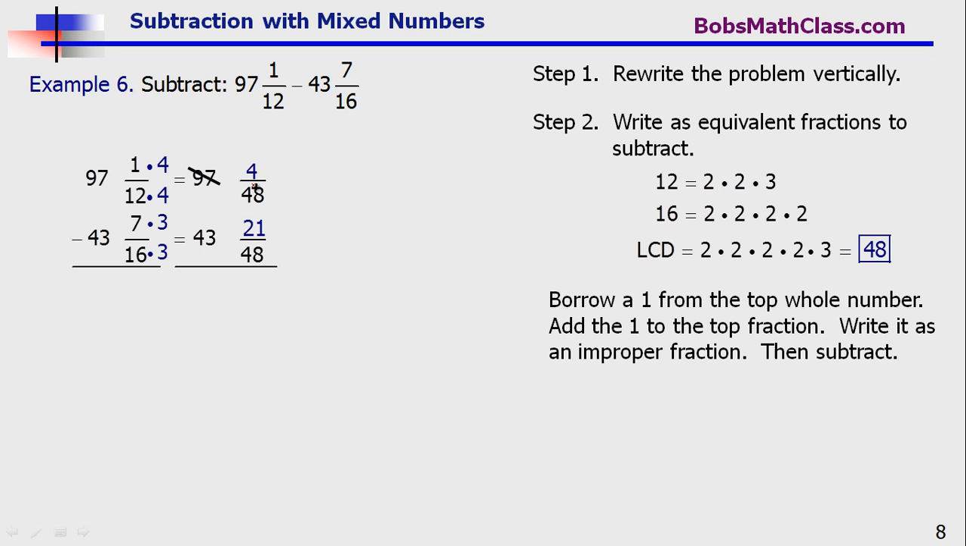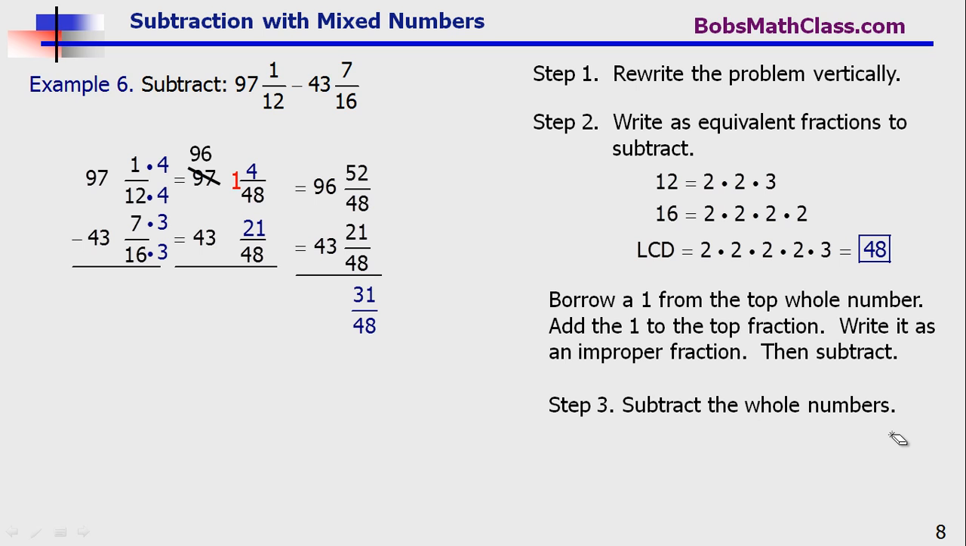Okay, so subtract 1 from 97, that gives us 96. Put the 1 in front of the fraction, not in front of the 4, but in front of the whole fraction. And that becomes 52 over 48. And now we could subtract. 52 minus 21 is 31. And then we could subtract the whole numbers. Gives us 53. And 31 is a prime number. So that's it. 53 and 31 over 48 is our final answer. That was a nice one.